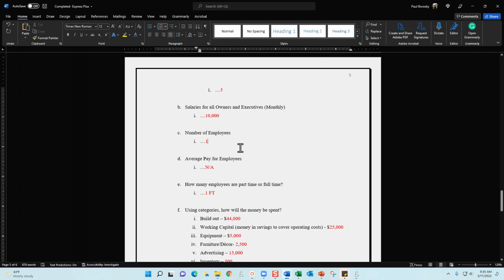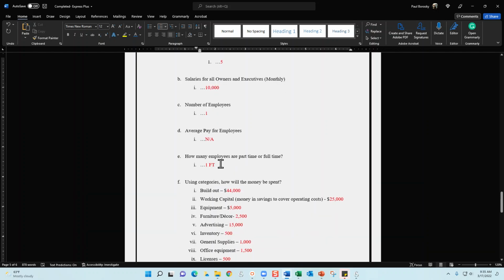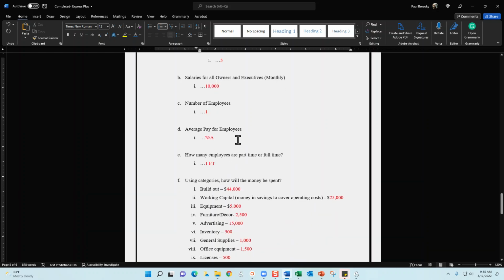Number of employees, how many employees do you have? Again, I am asking for the employees. For this section right here, if you're going to have 15 employees, then put 15. Average pay for the employees, give me the average pay. If you're going to be, for example, a convenience store or a coffee shop, the average pay is $12 for all your employees, not including your management team, then put $12 there. Also, break it up to full-time and part-time. How many full-time people and how many part-time people?